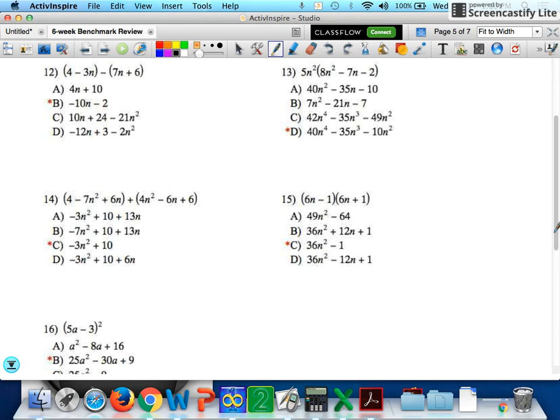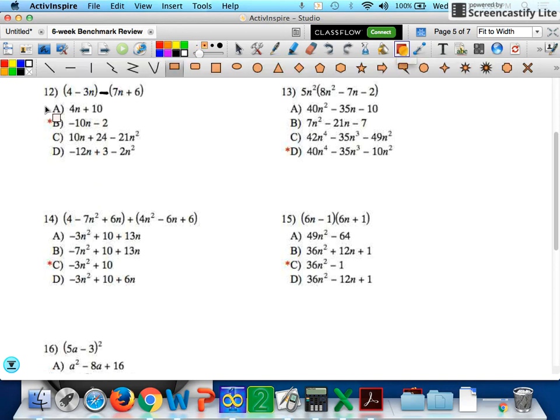Number 12 is a polynomial operation problem, and you have to pay attention to what's in the middle. Please do not get going too quickly and just say, oh, everything's multiplication. This is a subtraction problem. You can either just combine like terms right now, remembering that the subtraction belongs to everything, or you can rewrite this as an addition problem.